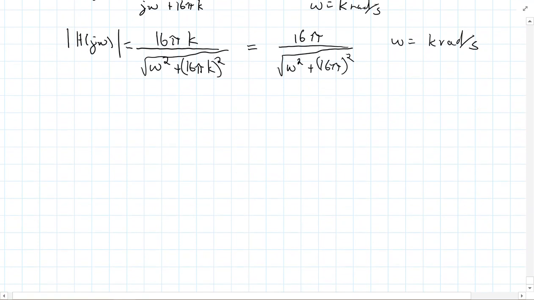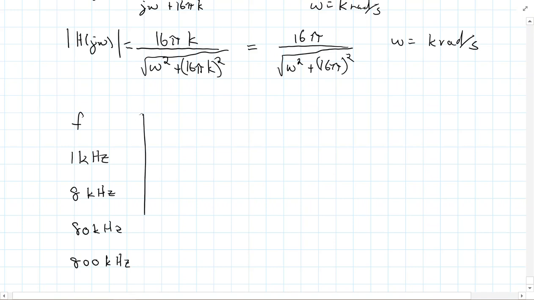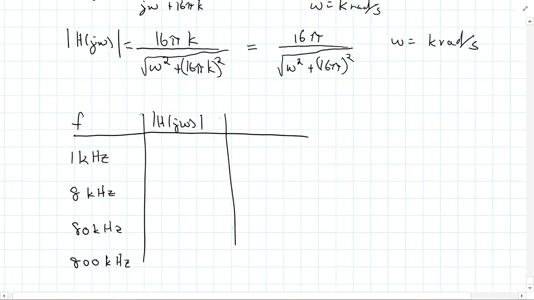So let's go ahead and do that. I'm just going to make a table here. We have my frequency, and we had 1 kilohertz, 8 kilohertz, 80 kilohertz, and then 800 kilohertz. Then I'll have the magnitude of H at j omega, and then the magnitude of H at j omega in decibels. And I'll do one computation over here in red.